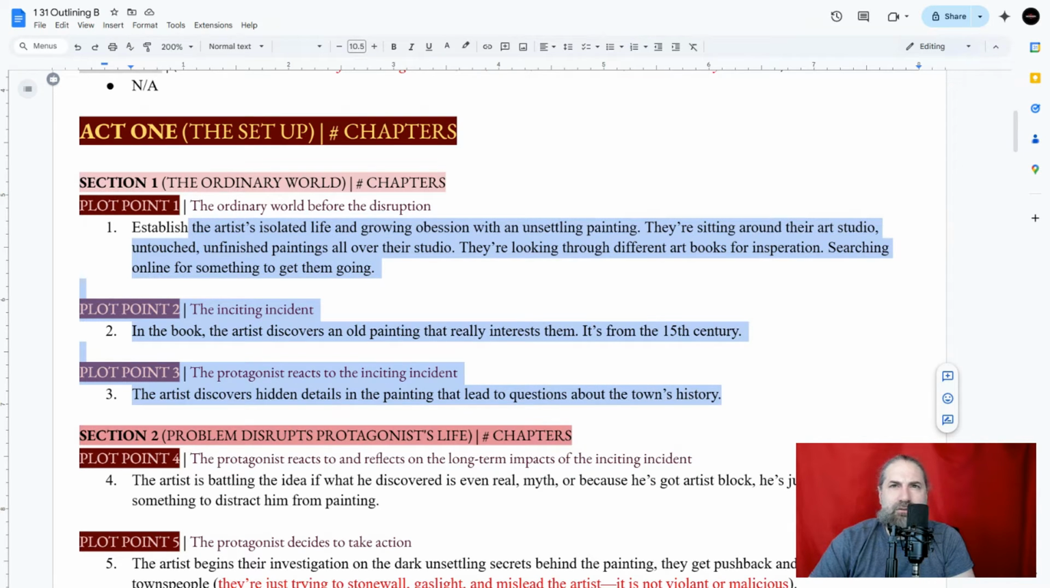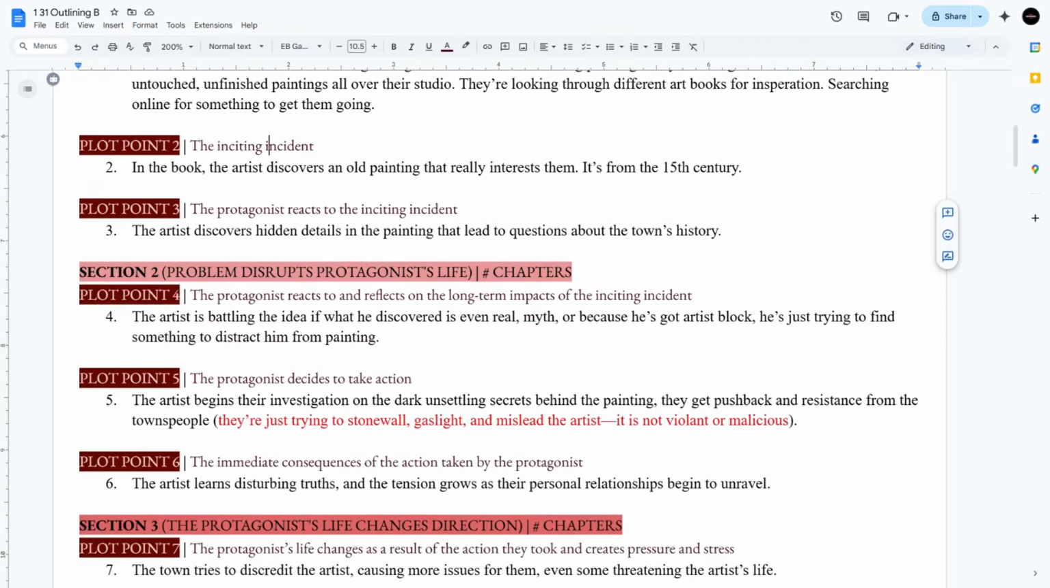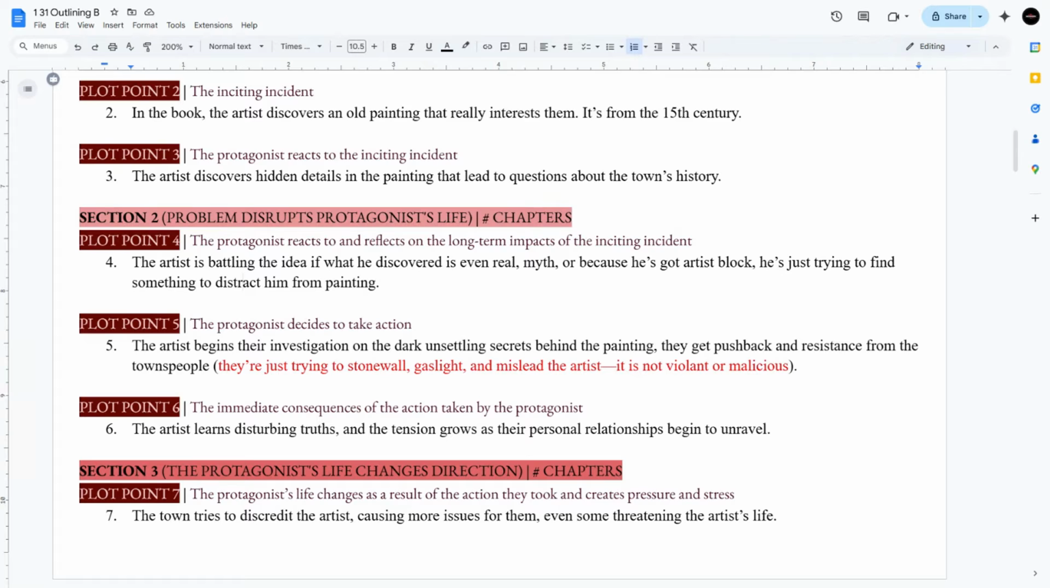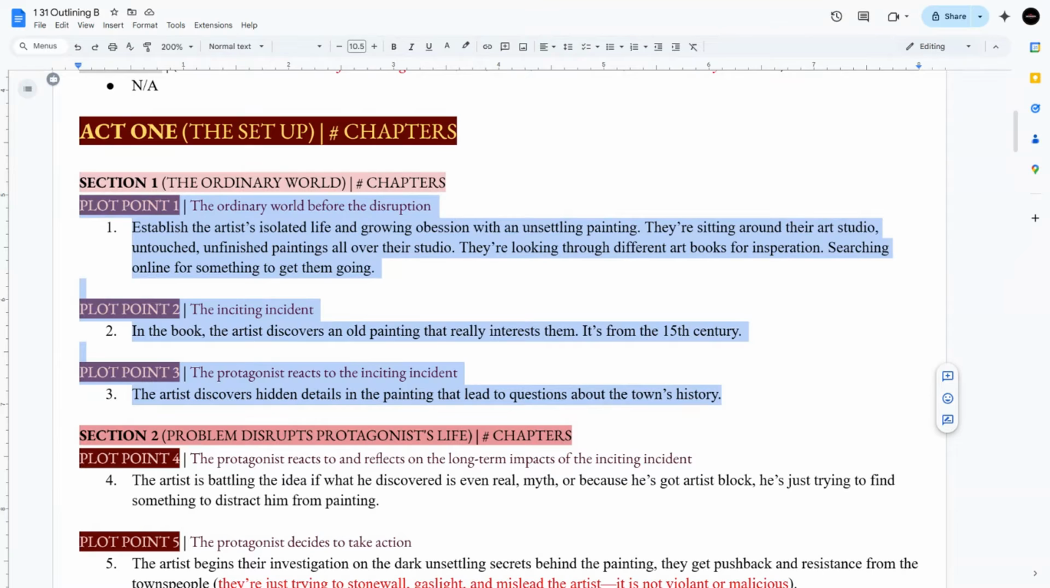Here, I'm gonna, one second. Boop. So this is one chapter. And then you could go down, and the artist is battling the idea that they might want to do it. The artist begins their investigation, unsettling secrets. The artist learns the truth. All right. So this would be a chapter. So this is chapter 1.